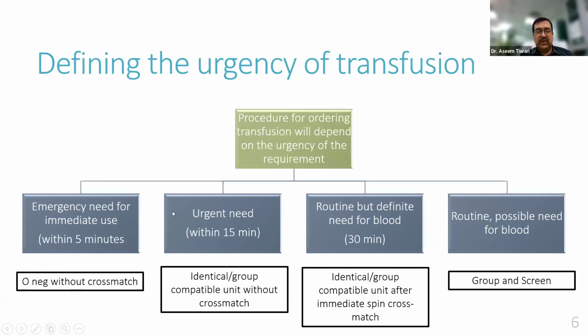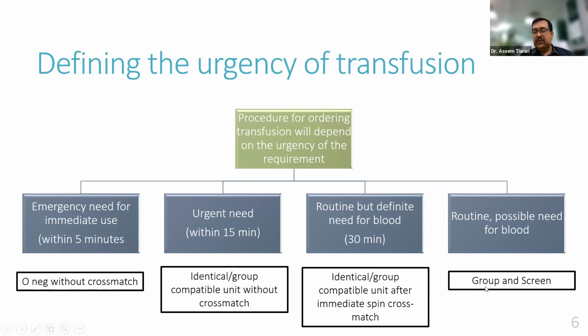And we'll give you an illustration from our own hospital. If it is a life-saving situation, we issue O negative without cross match. It's under 5 minutes that the blood is issued. If there is an urgent need, but we have 15 minutes, then we do a quick blood group and issue the group specific unit without cross match again, because 15 minutes is not enough for cross matching. But if we have 30 minutes, then we do an immediate spin cross match and issue the blood.